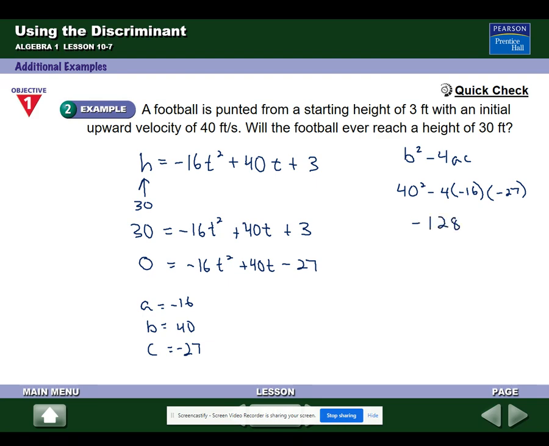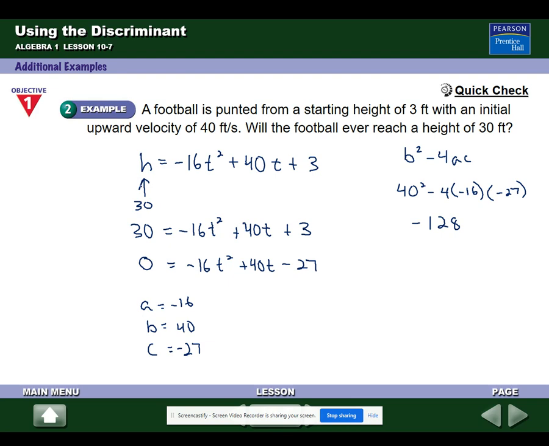Okay, now think about that answer. Will the football ever reach a height of 30 feet if our discriminant is negative 128? The answer is no. Basically, what we've figured out via the quadratic formula and the discriminant, which is within the quadratic formula, is that to reach a height of 30 feet, there are no real values. This means no real solution. There are no real values for t that would cause this to be equal to 30. That's what we just figured out.